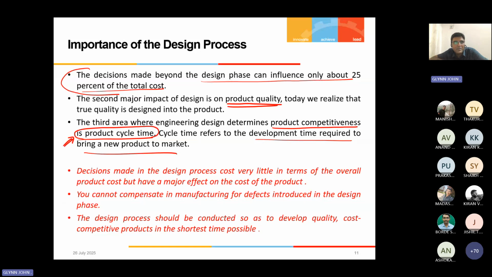But whoever enters the market first will have a clear cut first advantage, right? So that means he's entering the market with the first product. That means everybody's going to buy that product. But you have to be careful, right? You have to choose what you want.